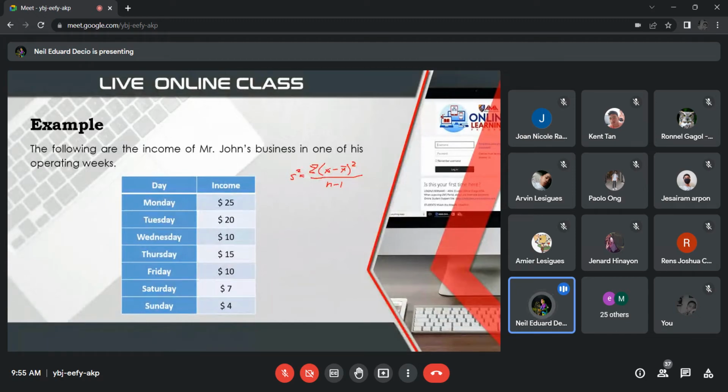And in identifying the mean of an ungrouped data, we first need to get the summation of all the incomes divided by the number of incomes that we have. So the question is, what is the mean of the income of Mr. John's business? Anyone from the class? What's the mean here? What's X bar?